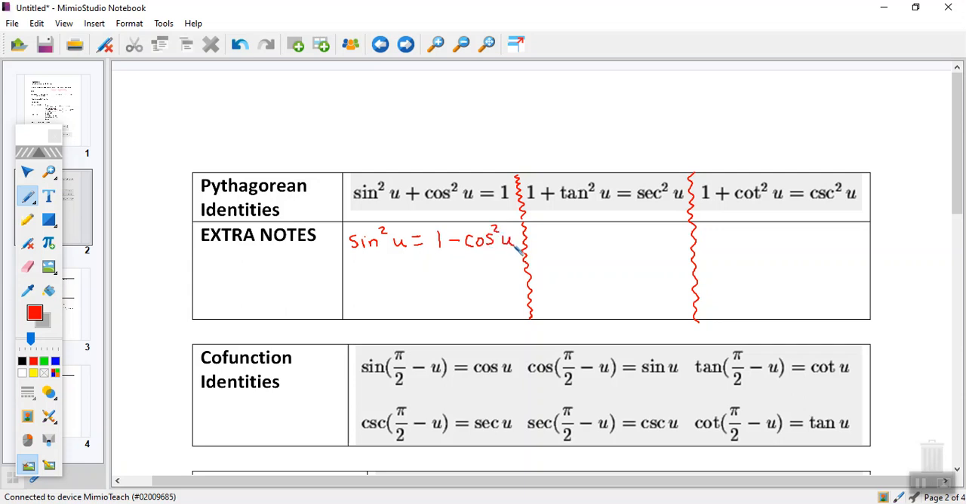So there's another Pythagorean identity that really comes from manipulating the original one. Does that make sense yet? So what would cosine squared be equal to? If you ever see cosine squared, you might be able to replace it with what? 1 minus sine squared.